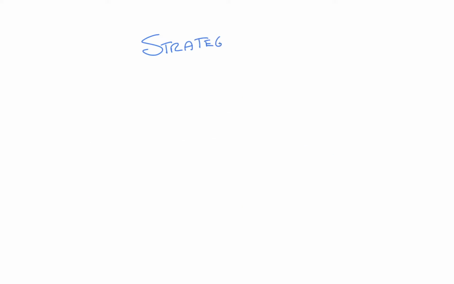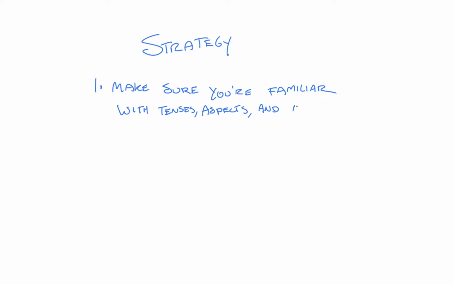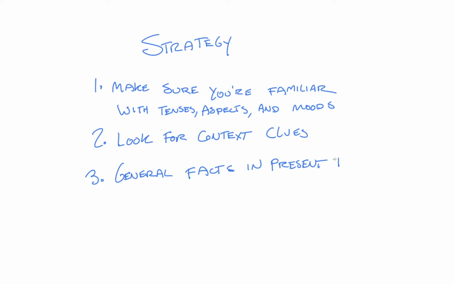So, your strategy for a verb tense question. Number 1, make sure you're familiar with the tenses, aspects, and moods of English, what they do, and how they're used. Number 2, look for context clues. Look for other verbs to match tense to. Look for hints about when the sentence takes place. And number 3, keep general facts in the present tense.